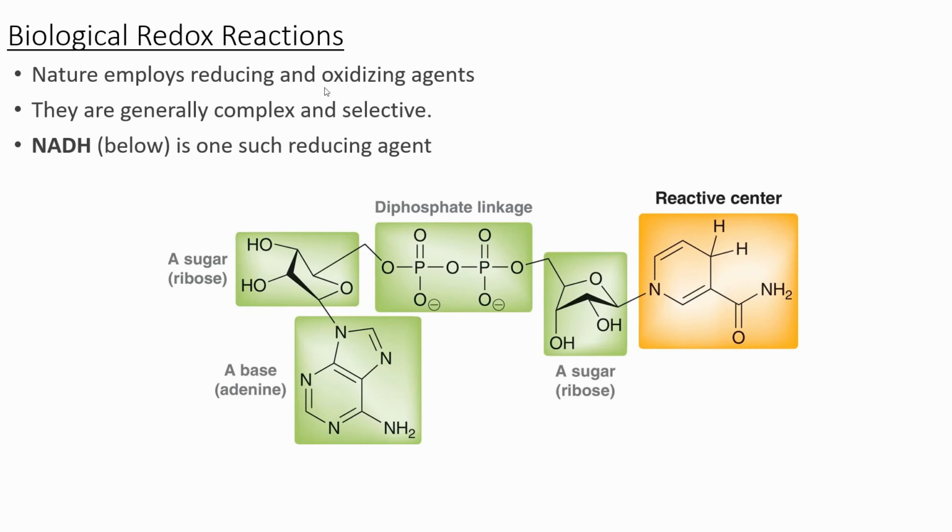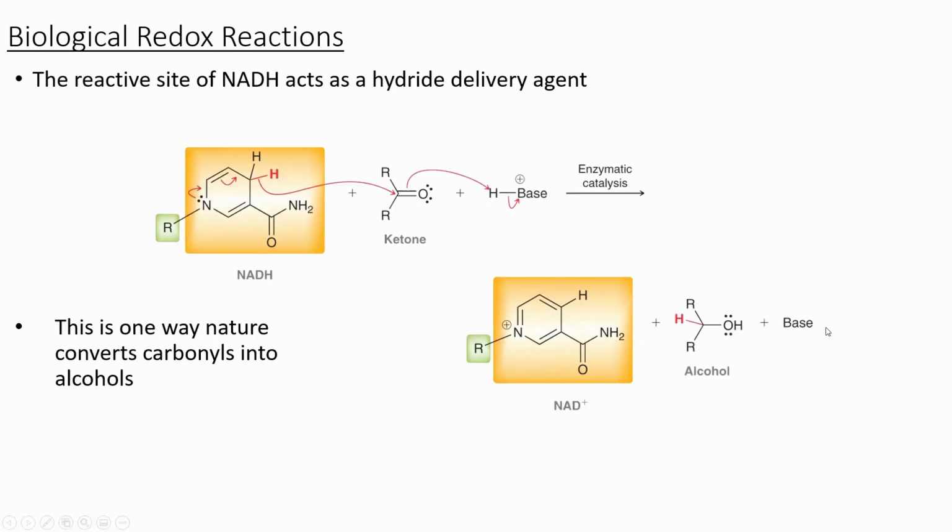And so one of the most common we have is NADH, and this is a reducing agent. It's comprised of a base, adenine, a sugar, and then a diphosphate linkage, another sugar, and then the reactive center here where the chemistry occurs. And the reactive center is a source of hydride. So it's a source of H minus, just like LAH or sodium borohydride were a source of hydride. NADH is a source of hydride.